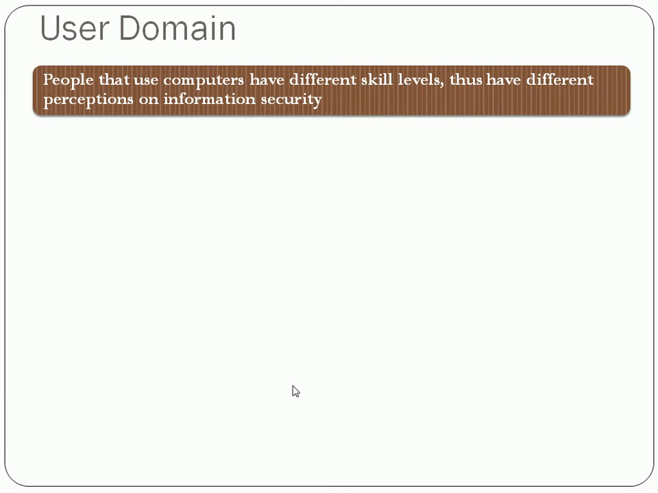People that use computers have different skill levels. So they have different perceptions on information technology. You can't count on, when you buy a bunch of firewalls or routers or workstations, that they all have exactly the same specifications. People don't come with the same specifications. People are all very different and have different levels of understanding of how things work.